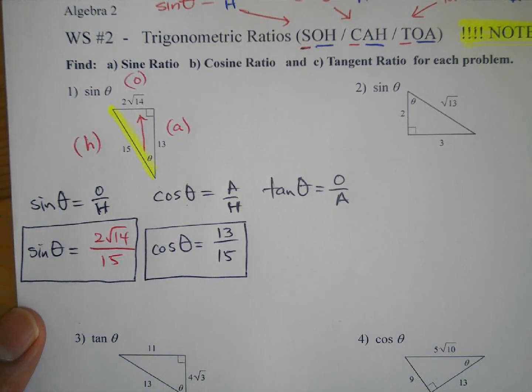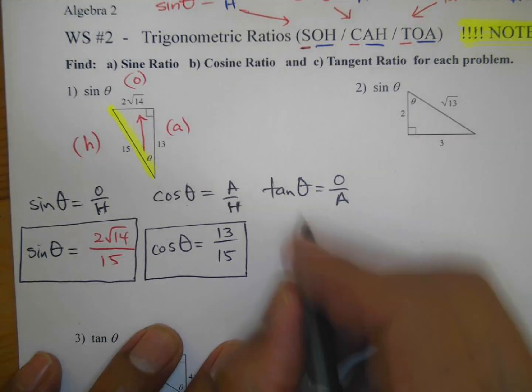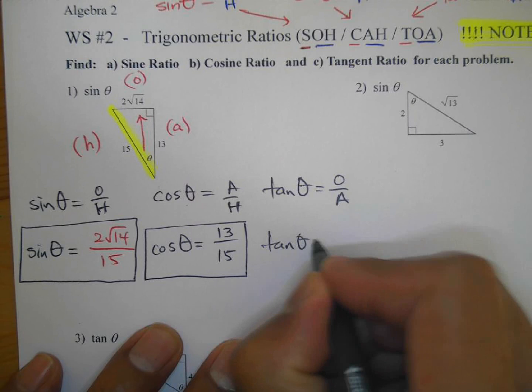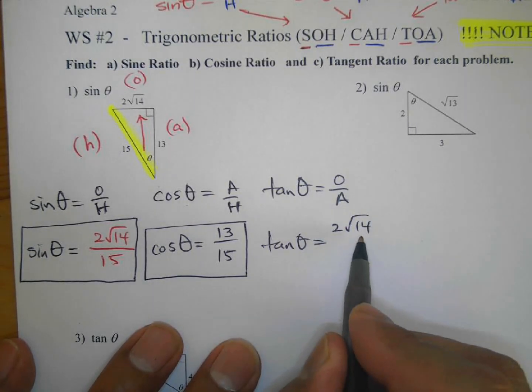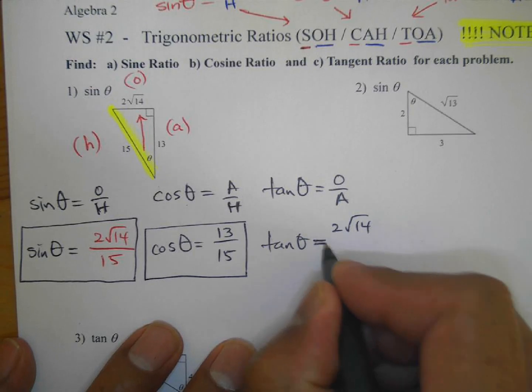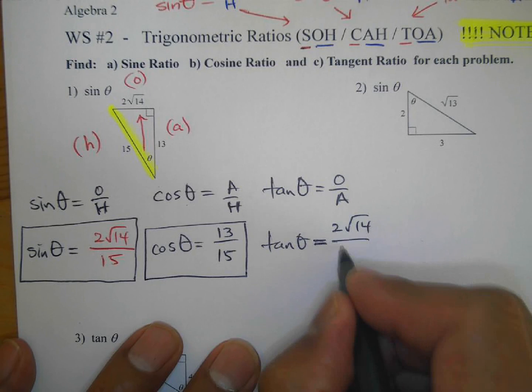And again, this one. Opposite for tangent, opposite is the 2 root 14. Again, good news when the radical is on the top. We can leave it there. It's okay if it's in the numerator over A, which is 13.